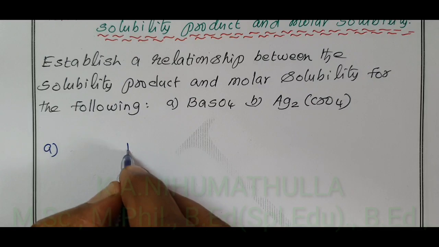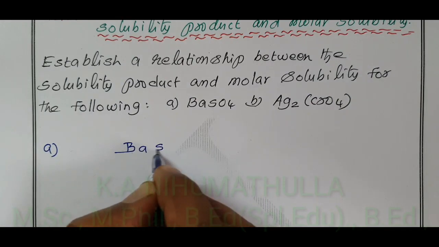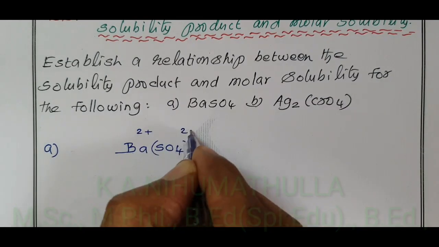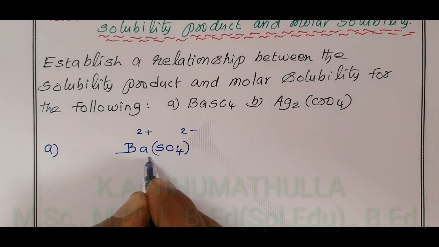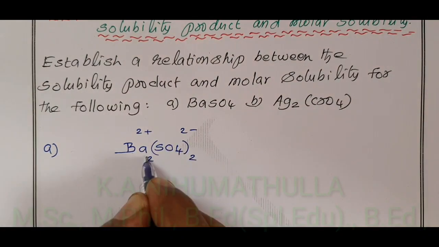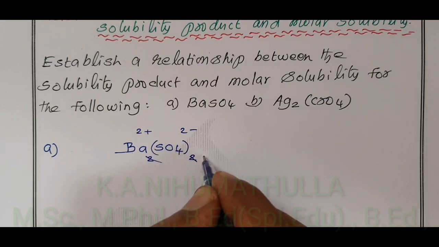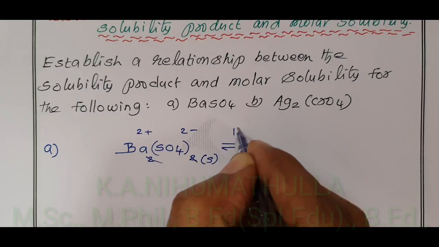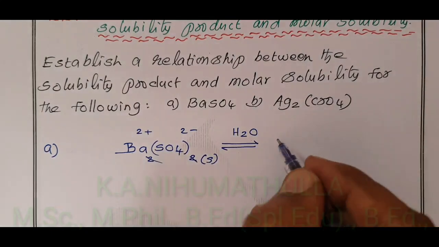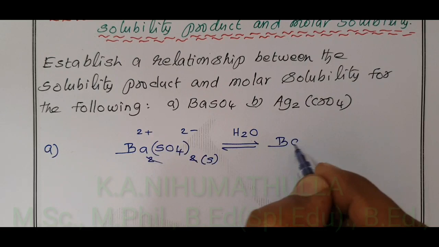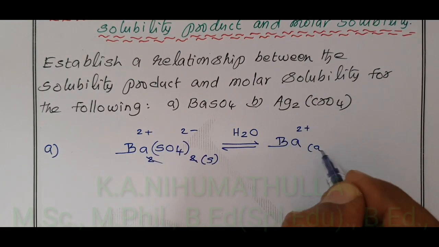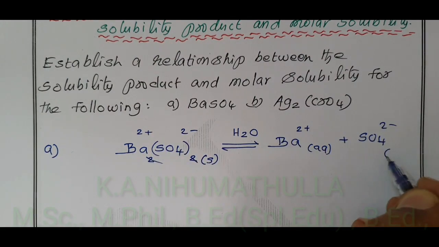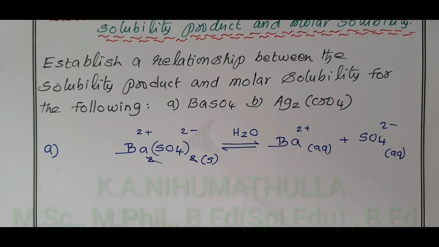Now I am going to write the equation of barium sulfate, BaSO4, a solid. Barium is a 2 plus ion, an alkaline earth metal ion, and sulfate is a 2 minus ion. When you cross the valency, the 2s cancel. This solid, when dissolved in water, H2O, undergoes ionization in the aqueous medium and gives Ba 2 plus ion and SO4 2 minus ion. Both are in the aqueous medium.